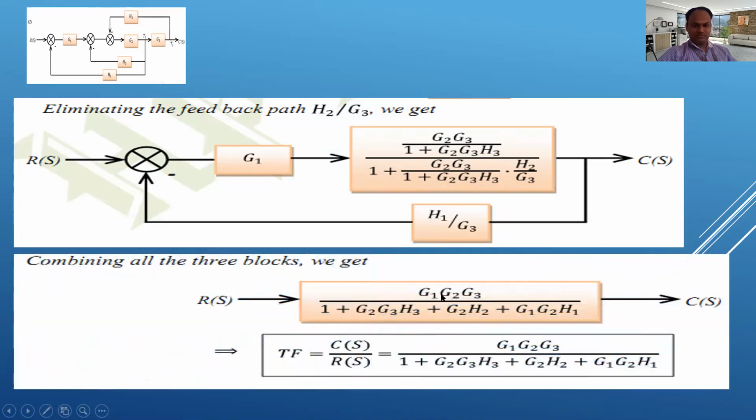So it will become G1, G2, G3. This is the simplification given: G1, G2, G3 divided by 1 plus G2, G3, H3 plus G2, H2 plus G1, G2, G3, H1. So this is the simplification of combining all three blocks.